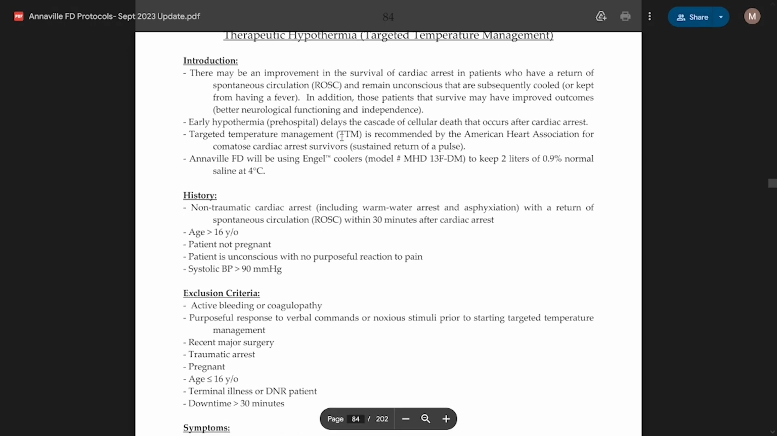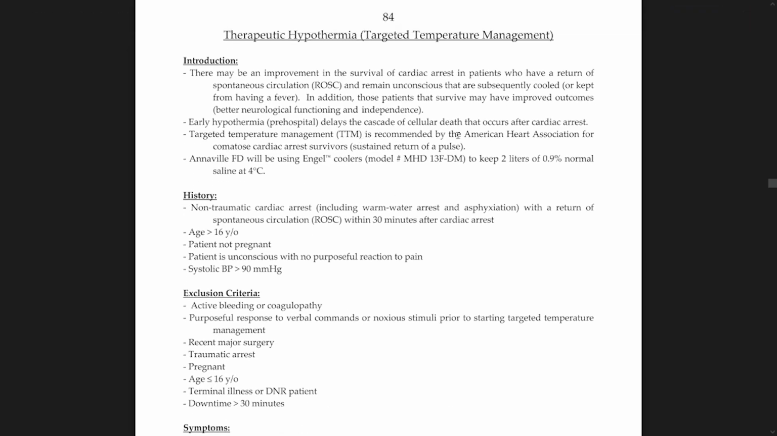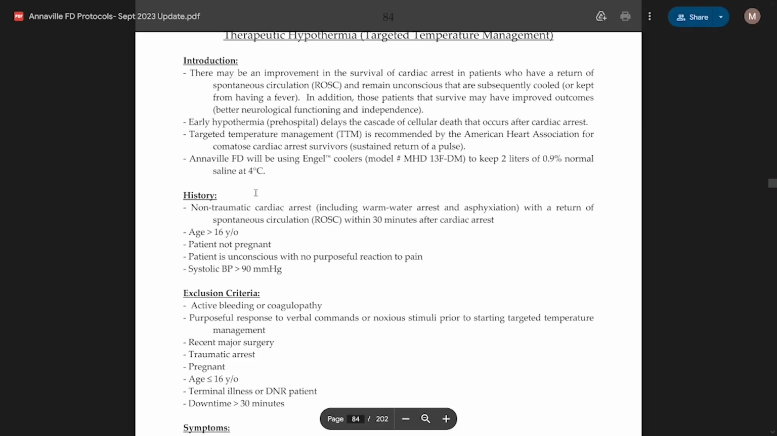Targeted temperature management, or TTM, is recommended by the American Heart Association for comatose cardiac arrest survivors with a sustained return of a pulse. Annaville Fire Department will use I-gel coolers to keep 2 liters of 0.9% normal saline at 4 degrees Celsius.